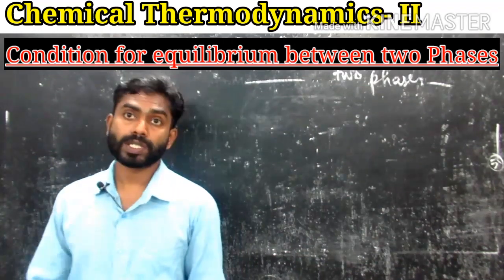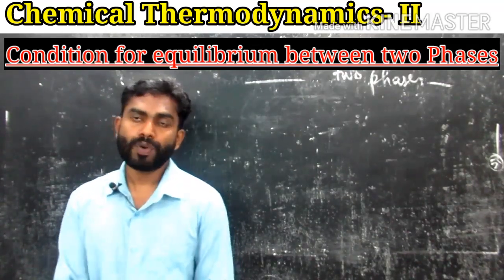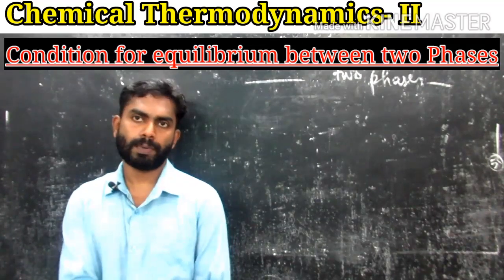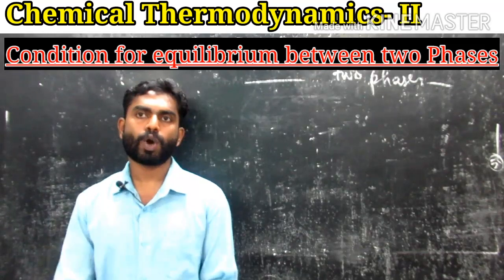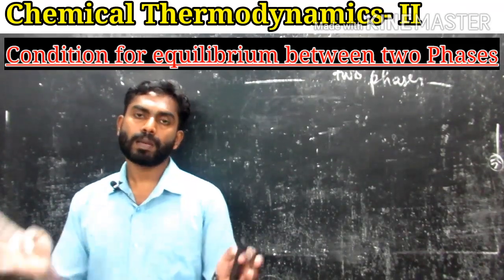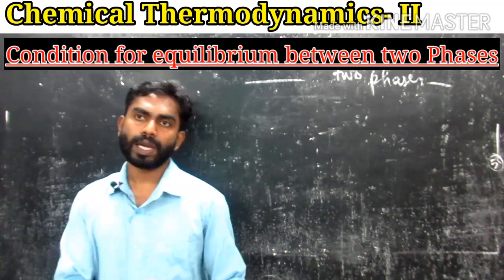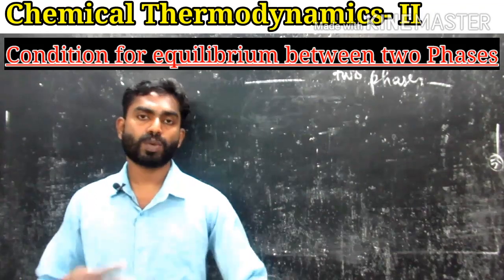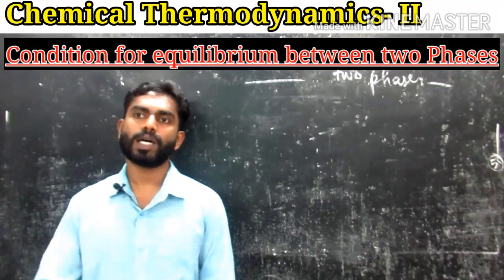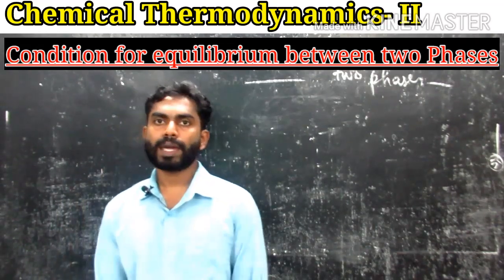Today we are going to discuss the condition for equilibrium between phases, or uniformity of chemical potential. Okay, now we will discuss chemical potential uniformity in a multi-component, multi-phase system. The chemical potential of the components is uniform and equally distributed in all phases.